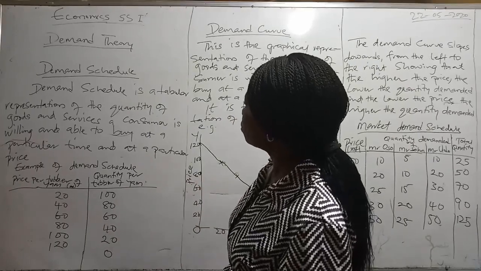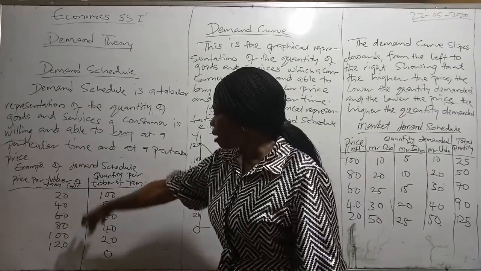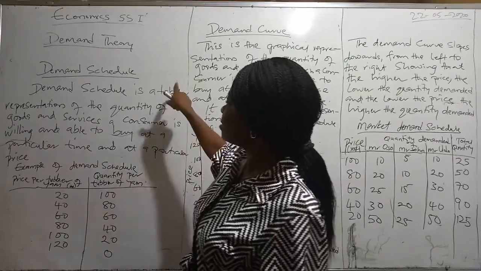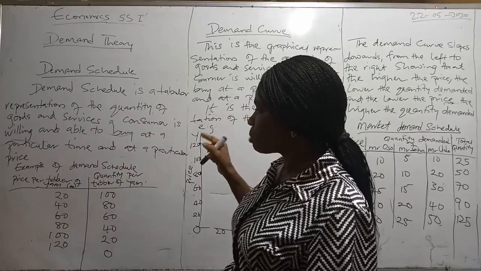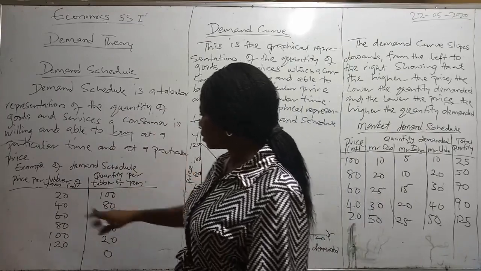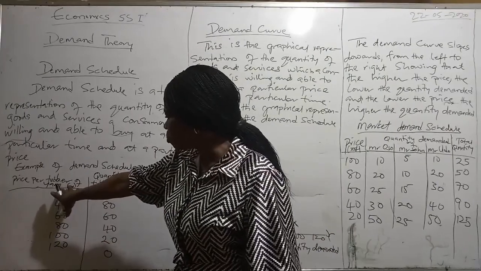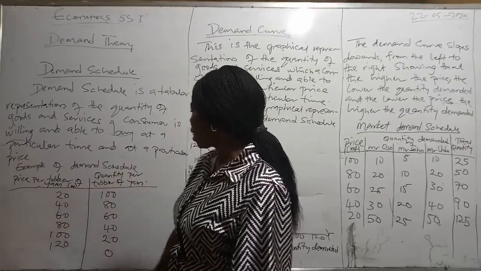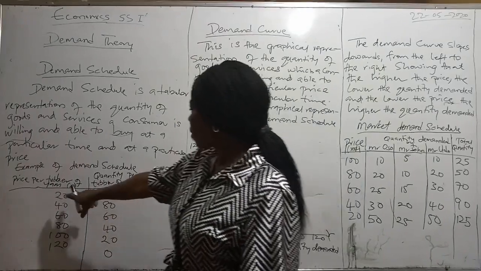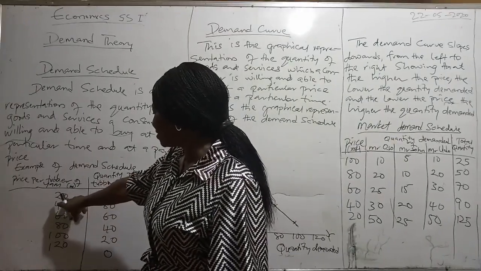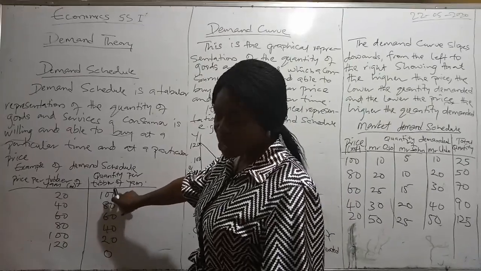Let's see the example of the demand schedule. Here you have it in a tabular form. We said it is a tabular representation of the quantity of goods and services a consumer is willing and able to buy at a particular price and time. Now this is the price of the tuber of yam here in naira and the quantity of the tuber of yam here. When the price of yam is 20 naira, the consumer will buy 100 tubers.